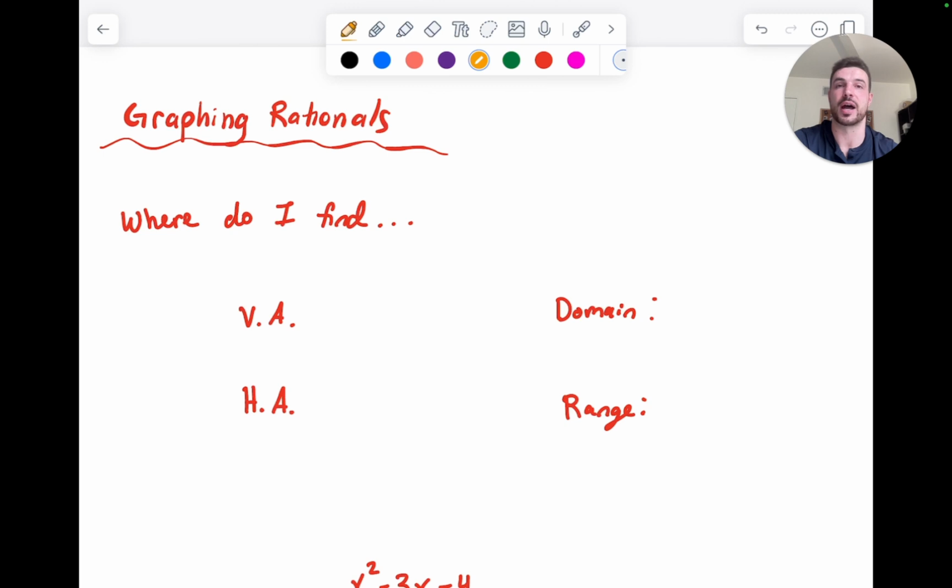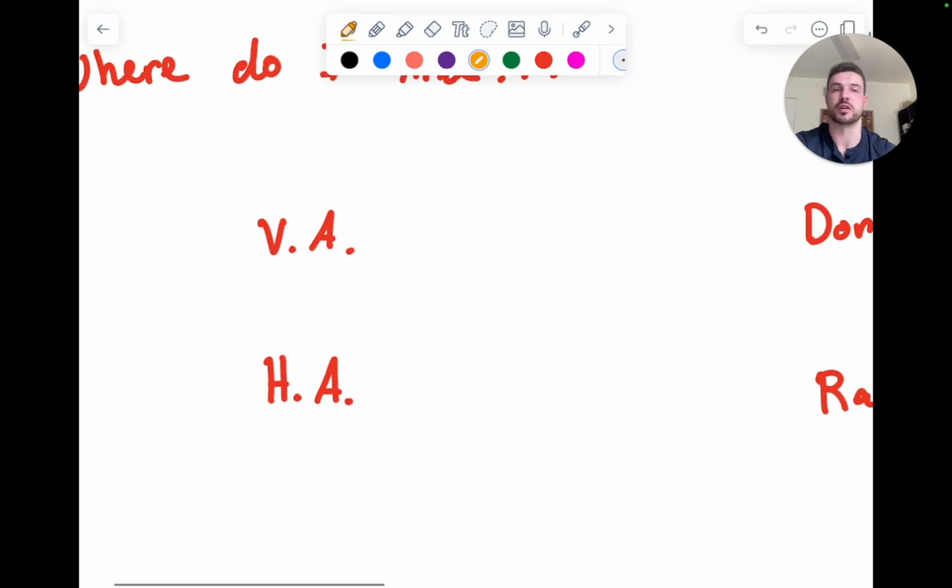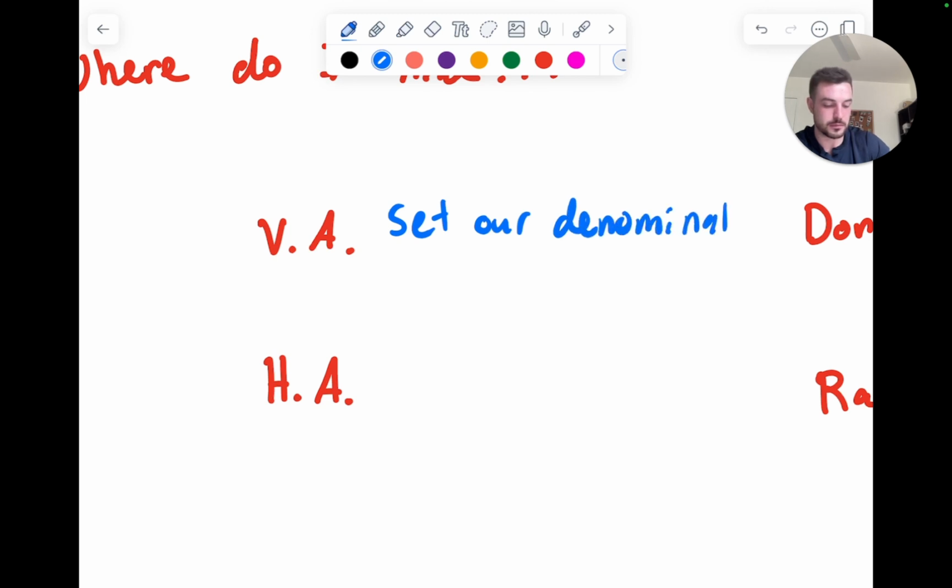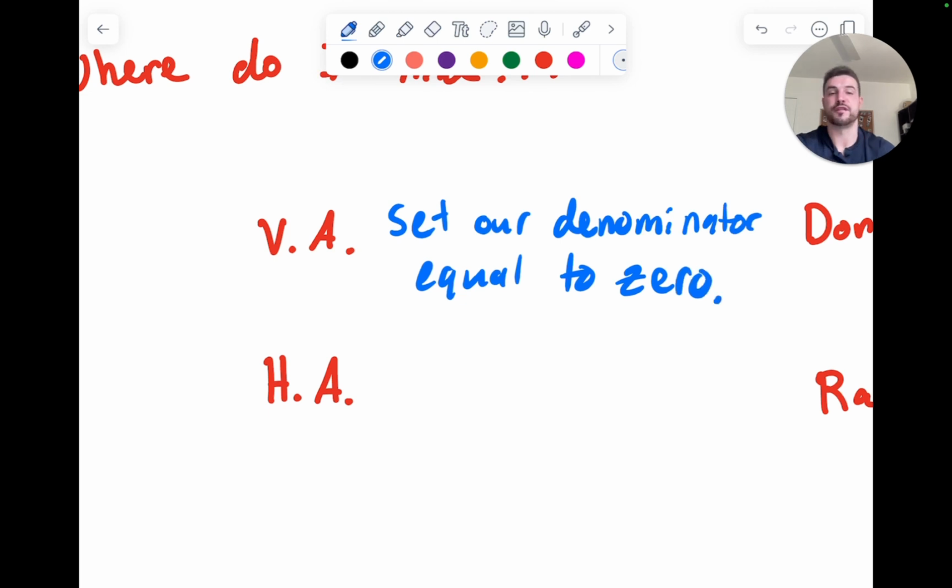So instead, what I suggest is trying to understand what each of these things are, and that should help determine where it comes from. For example, a vertical asymptote is a line that our function cannot cross. It's something that can't happen. So think about, what in a rational function can't happen? Since a rational function is a fraction, we can't have our denominator equal to 0. So if we set our denominator equal to 0, we can find those lines that we cannot cross, those x values we cannot plug in.